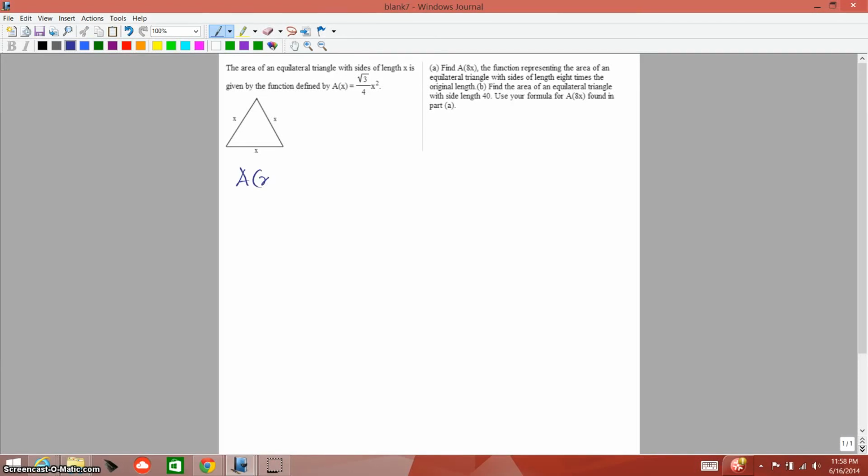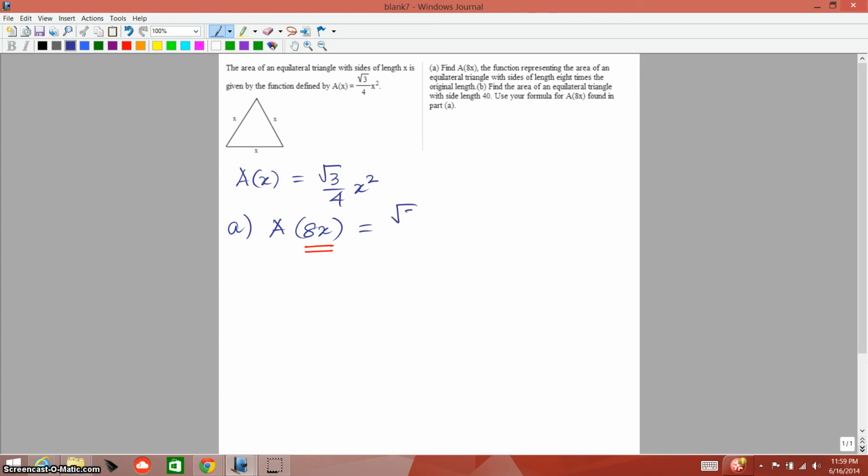The function is already given to you for the equilateral triangle. The area A of x is written as square root of 3 over 4 x squared, and you are asked to determine A of 8x for the first part. So you realize that 8x now becomes your input value. So I'm going to solve for A of 8x.